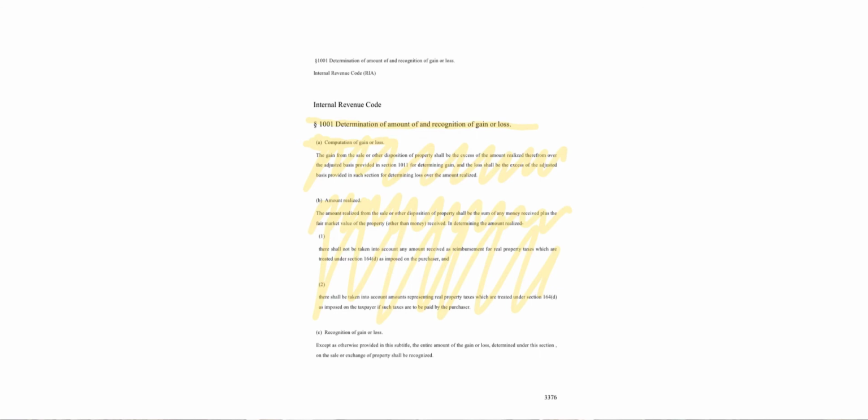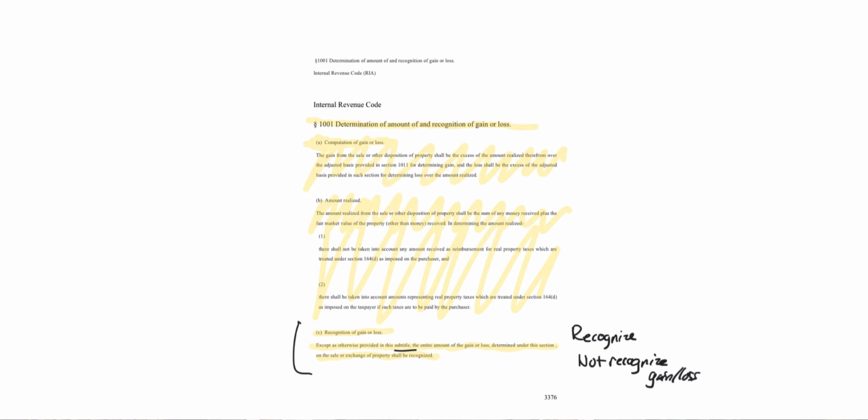Look at subsection C, recognition of gain or loss. Except as otherwise provided in this subtitle, so the entire subtitle of income tax, the entire amount of gain or loss determined under this section on the sale or exchange of property shall be recognized. So when you're dealing with property transactions, the lingo is to recognize gain or loss or not recognize gain or loss. And what this is saying is that the general rule for property transactions is all gains and losses are recognized unless there's a specific rule, except as otherwise provided in the subtitle. Okay? And those are known as non-recognition rules.